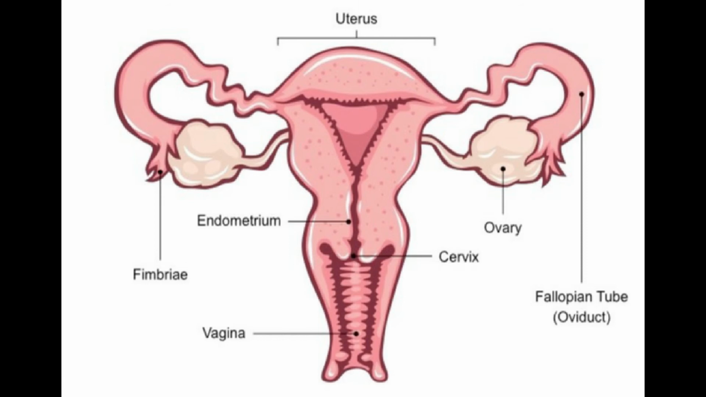Structure and function. Female reproductive system. The female reproductive system is composed of the internal genital organs: the ovaries, the uterine tubes, the uterus, and the vagina. External genitalia comprise the vulva. In addition to the internal and external genital organs, the mammary glands are also included.